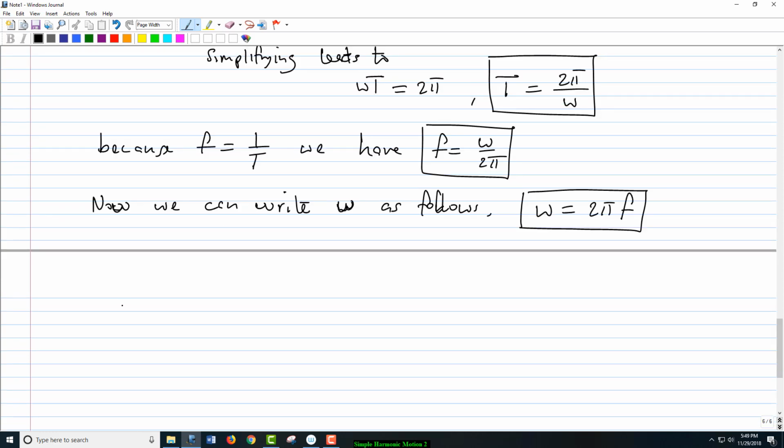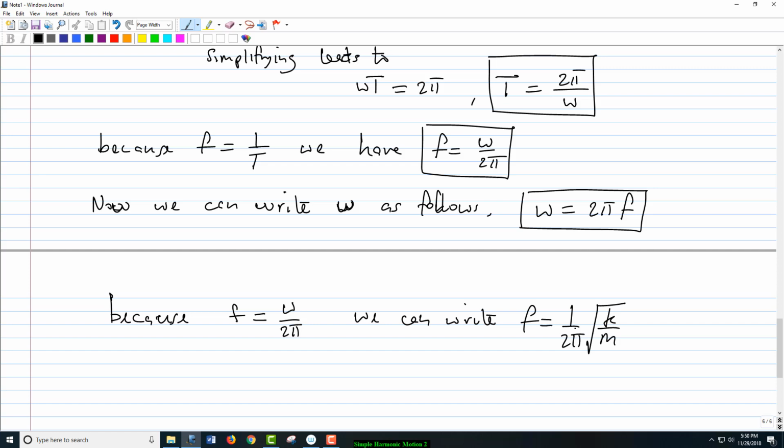So we can write that the frequency of oscillation is equal to omega divided by 2 pi. Let me start over. Because we know that f, the frequency, is equal to omega over 2 pi, we can write f equals 1 over 2 pi, and we know omega is equal to the square root of k over m. So we can write this as the frequency of oscillation for a particle in simple harmonic motion.